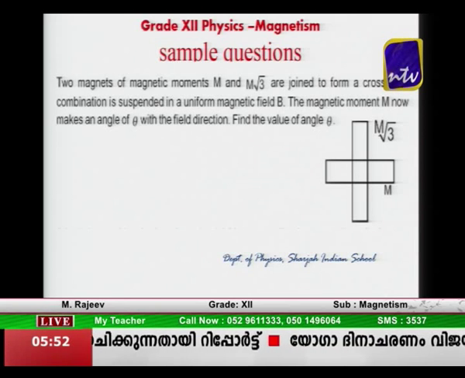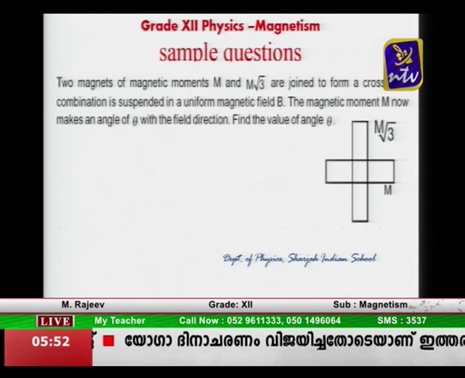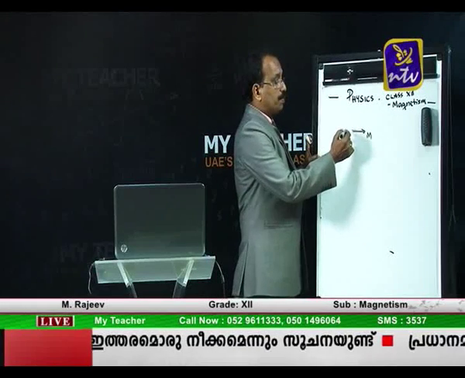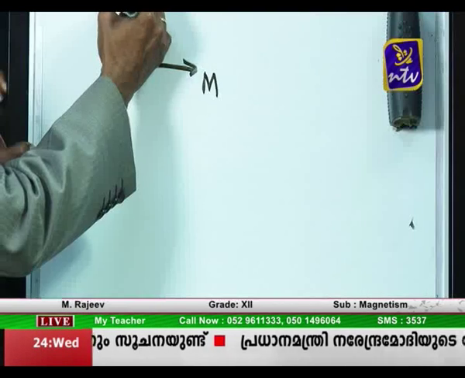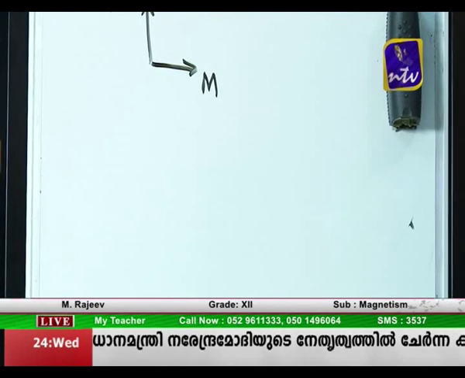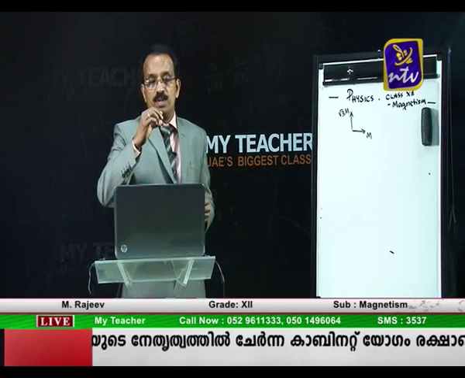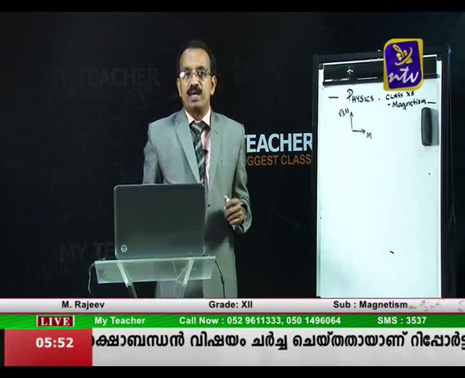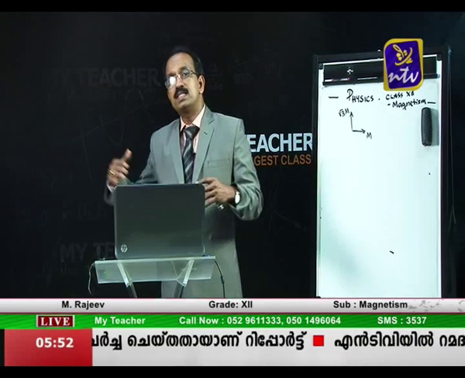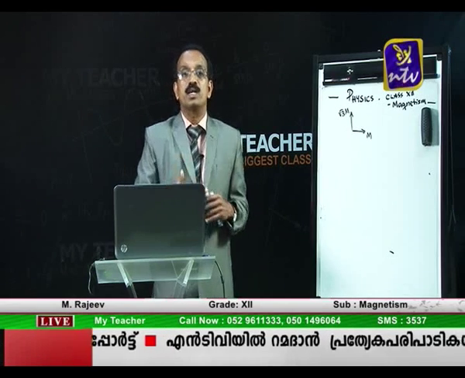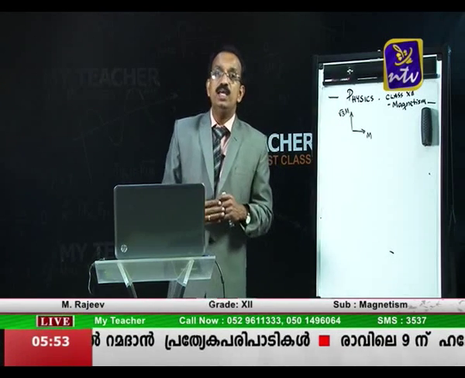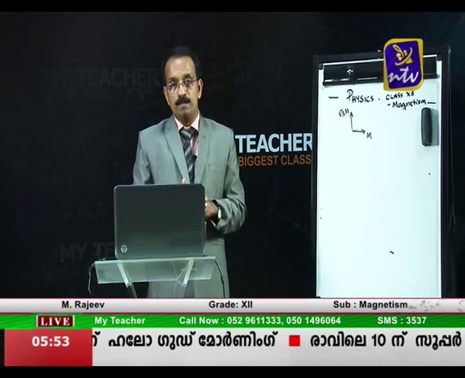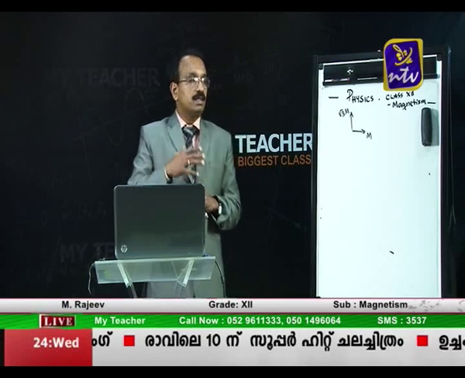So, in this question, you are given two dipoles. One dipole moment is like this, m. Another dipole moment, perpendicular to that, is m root 3, otherwise root 3 m. When you suspend a bar magnet, the basic concept you should have is that when you suspend a bar magnet in a magnetic field, the dipole will always align in the direction of the external magnetic field. If it aligns in the direction of the external magnetic field, what does it mean? It means it is in equilibrium.